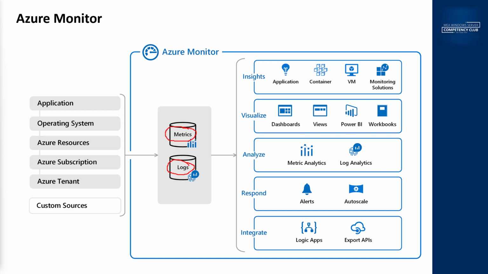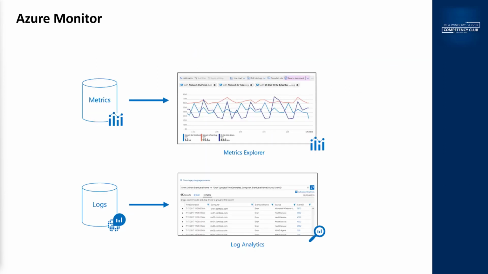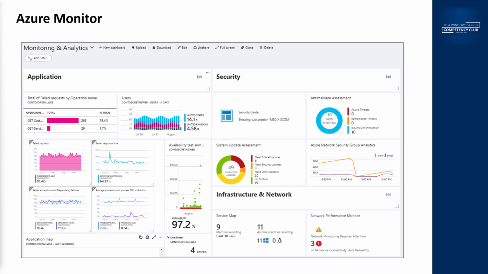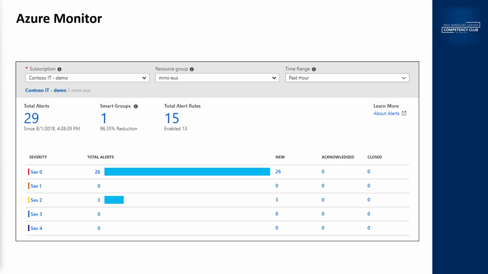And these logs and metric information can be analyzed, they can be visualized, and we can respond to these situations. Metrics can typically be evaluated in the Metrics Explorer, and the logs in Log Analytics, but for sure you can build your own dashboards in Azure Monitor, and you can have a view on the top alerts, including automated alerting, for example, via email. So let's have a look at how to configure Azure Monitor.